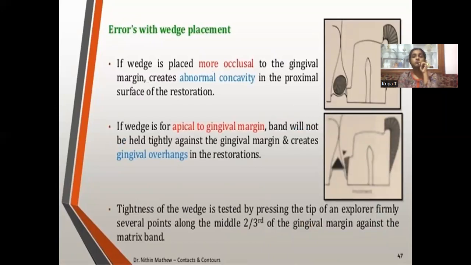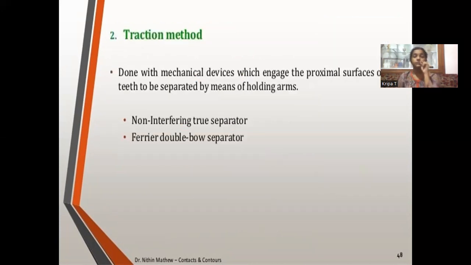These are the errors with wedge placement. If the wedge is too occlusal, an abnormal concavity is created in the restoration. If it is too apical, the matrix band is loosened at the margin and overhangs will be created. Tightness of the wedge is tested by pressing the tip of an explorer against the middle two-thirds of the gingival margin. That is about the wedge method.